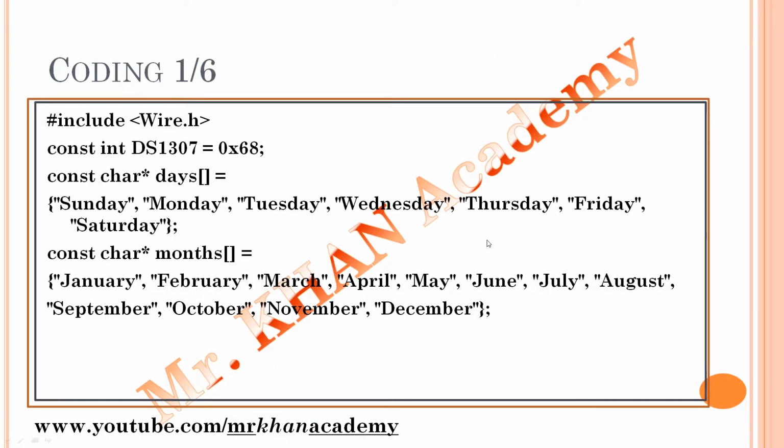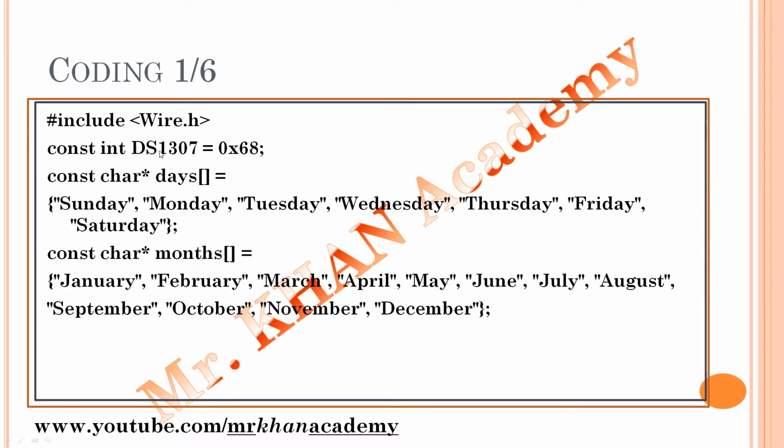Next part is coding. Now coding is a little bit complicated, but I divided it into various sections, six sections, and I will explain the sections one by one. If you understand each section, then it's well and good, because if you combine all the code, you get the combined code to retrieve the data from RTC to the Arduino on the serial monitor.